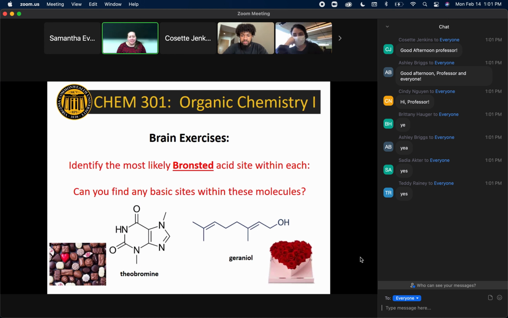In honor of Valentine's Day, I decided that our brain exercises today should be Valentine's related. So what you have in front of you is two molecules. The one on the left, theobromine, is the active ingredient in chocolate, and the one on the right is one of the compounds that makes roses smell like roses.